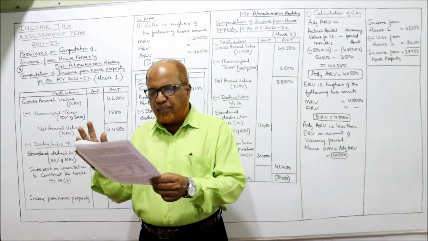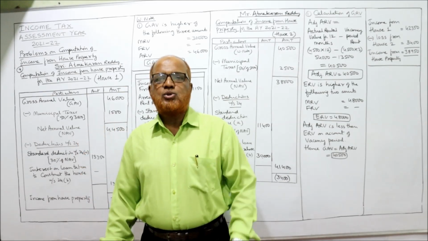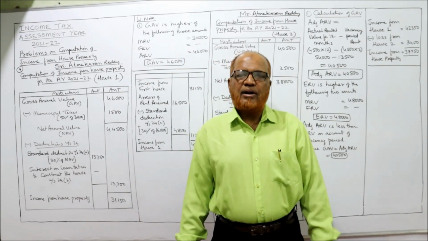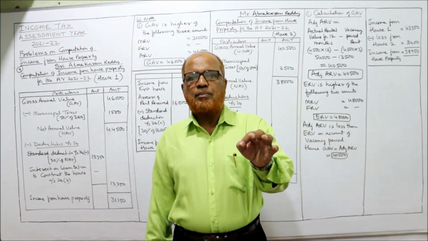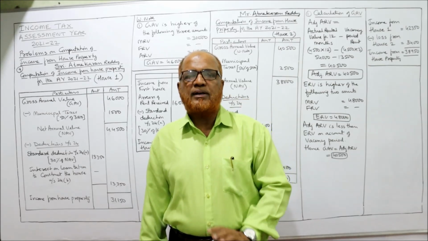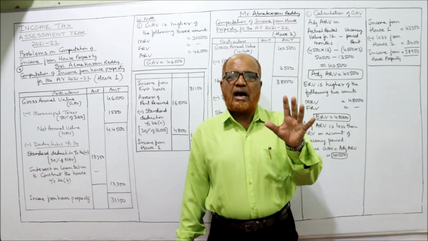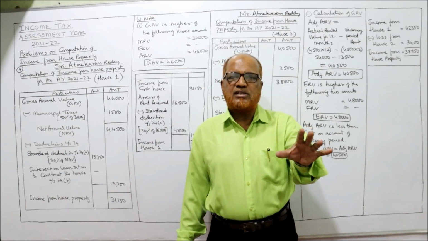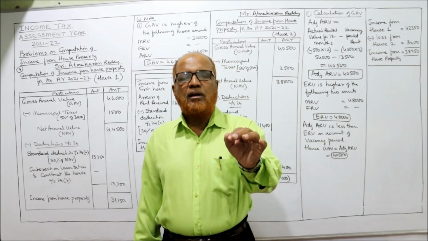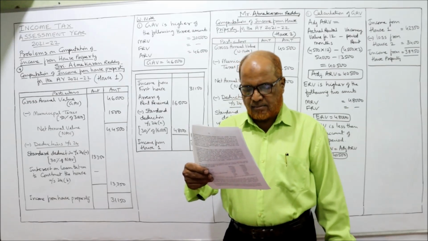Under the agreement, 50% of municipal taxes are to be borne by the tenant. So there is an agreement between the owner and the tenant. The agreement is 50% of municipal taxes will be borne by the tenant and the remaining 50% will be borne by the owner. The Income Tax Act says municipal taxes will be allowed as deduction only if they are paid by the owner. So only 50% is paid by the owner, so 50% of municipal taxes will be allowed as deduction.